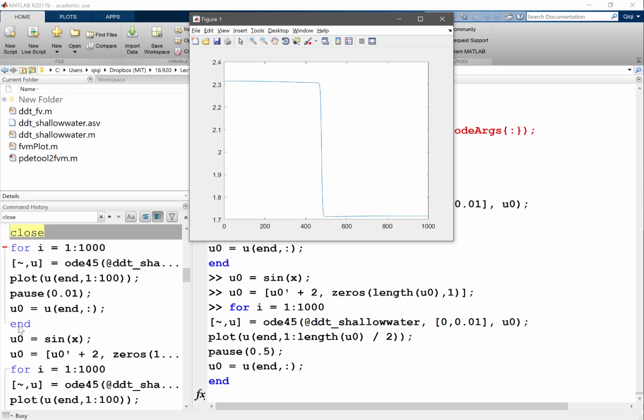And this is a similar phenomenon to what you see on beaches, where a higher water column, which is the tip of the wave, collapses onto lower water columns. So this is kind of the physics described by the shallow water equations.